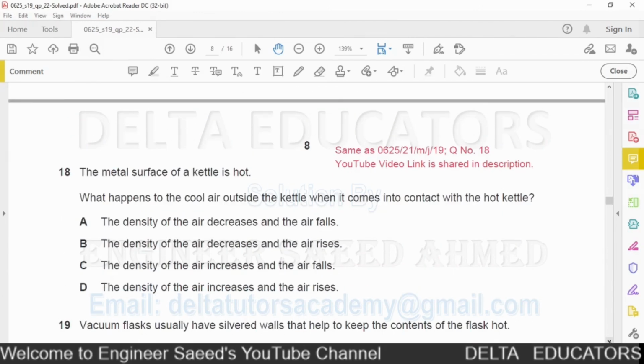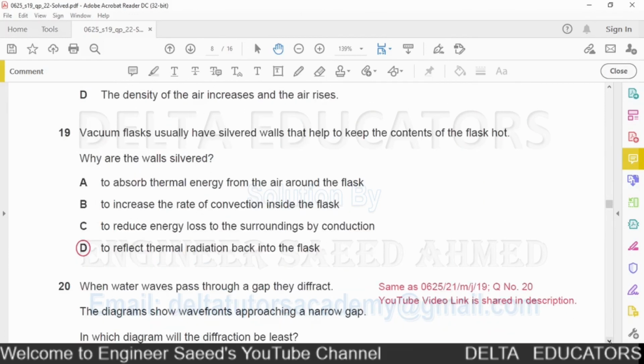Question number 18 is again same as in paper 2 variant 1. Question number 19. Vacuum flasks usually have silvered walls that help to keep the contents of the flask hot. Why are the walls silvered? Shiny or silver surfaces are bad absorbers of heat and good reflectors of heat. Since silver surfaces are good reflectors of heat, whatever amount of heat is inside the flask will remain inside the flask and it will keep the contents of the flask hot.